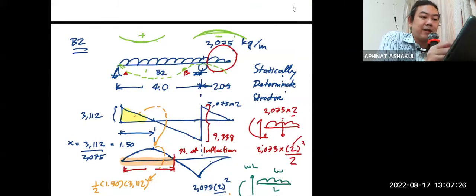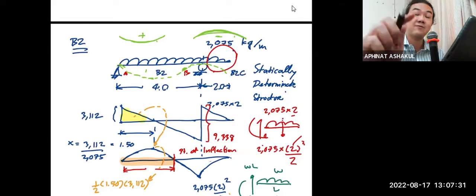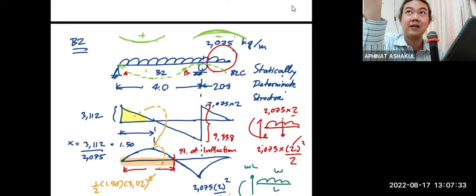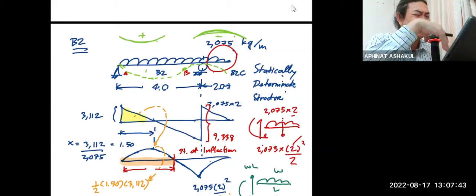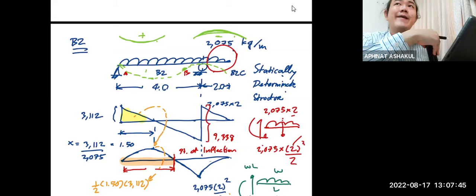And then this portion, I will call it B2C. C stands for cantilever, so that I know this is a cantilever beam, and I can give the proper details. When you look at the construction drawings, you would know that this is a cantilever beam as well. But I don't think many people do it nowadays. And I use the same beam B2 and B2C because they are continuous.